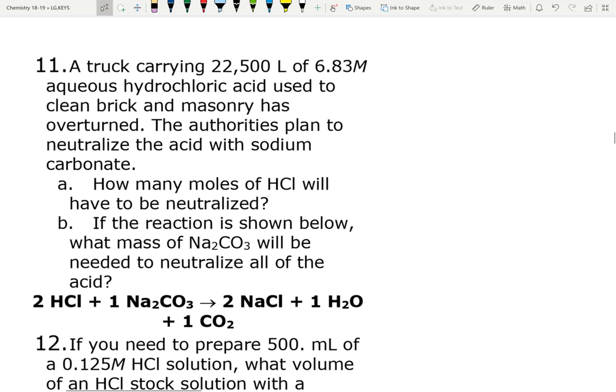And this question's asking us about cleaning up a hydrochloric acid spill. Hydrochloric acid, it says here, is used to clean brick and masonry. If you need to buy hydrochloric acid to do that in your yard, or in your pavement, or on a building, if you work in maintenance or something like that, you can actually buy hydrochloric acid for that very purpose. They sell it at places like Menards, and it goes by the name muriatic acid. It's a certain concentration. It's pretty potent stuff, so you shouldn't mess around with it.